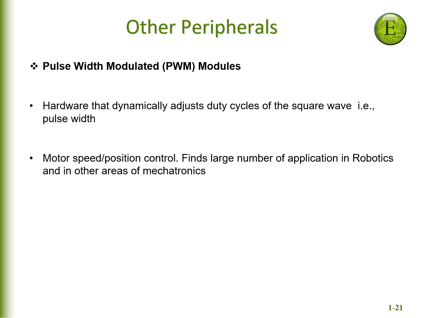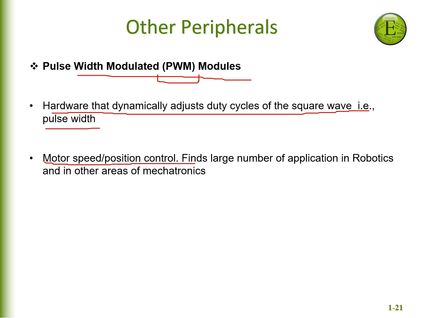And finally, we have the pulse width modulation module. What is PWM? Pulse width modulation, acronym PWM. It is actually a hardware that dynamically adjusts the duty cycle of the square wave, also known as the pulse width. Where is it useful? Motor speed and position control; it finds a lot of application in robotics and related areas of mechatronics. Pulse width modulation can also be used in power line communication and several other examples that we don't have time to cover here in more detail.